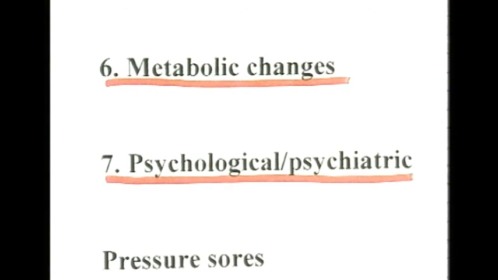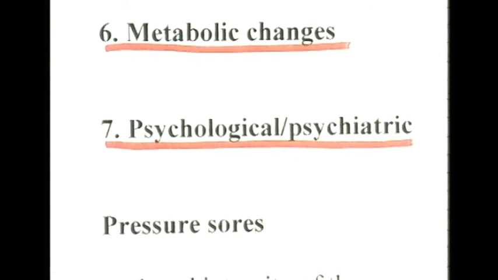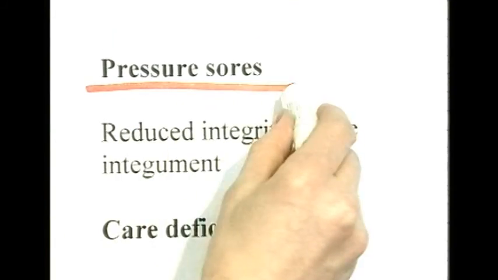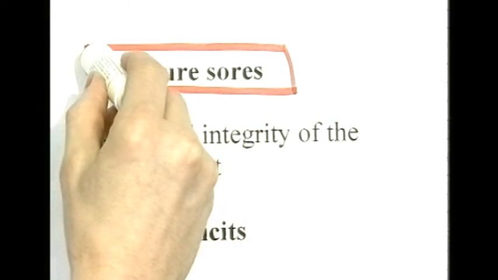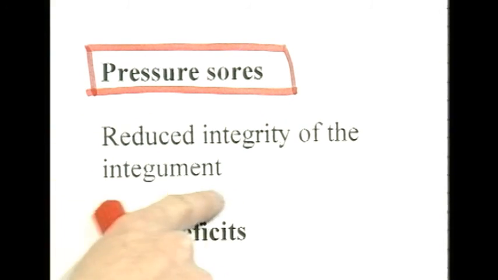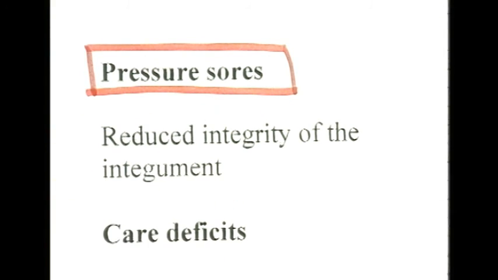Now, of course, one of the classic effects of immobility, when a patient is left sitting in a chair or in bed, is the problem of pressure sore formation. A big potential problem that nurses spend a lot of time preventing. But we're not going to look at that in this talk because it's such a big subject. We'll deal with that separately. Pressure sores, of course, reduce the integrity of the skin, the integumentary system, and ulceration can develop.